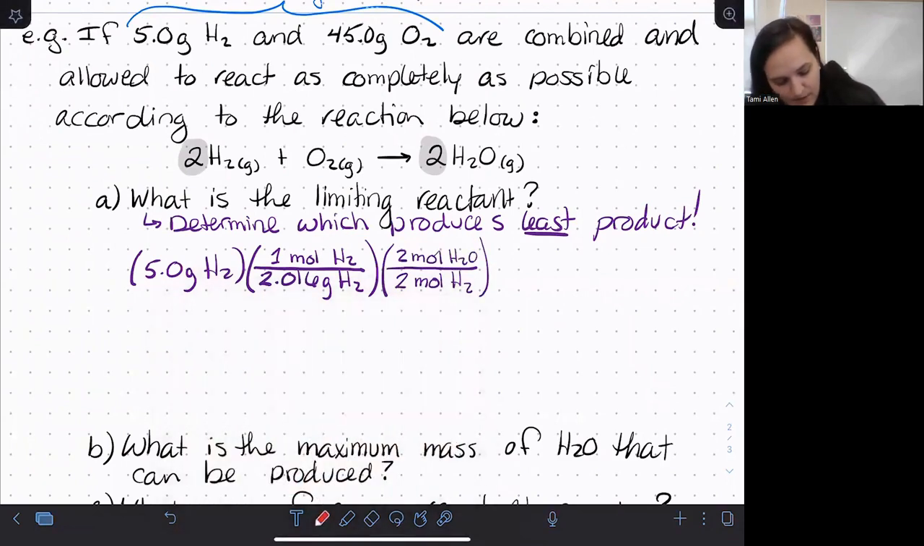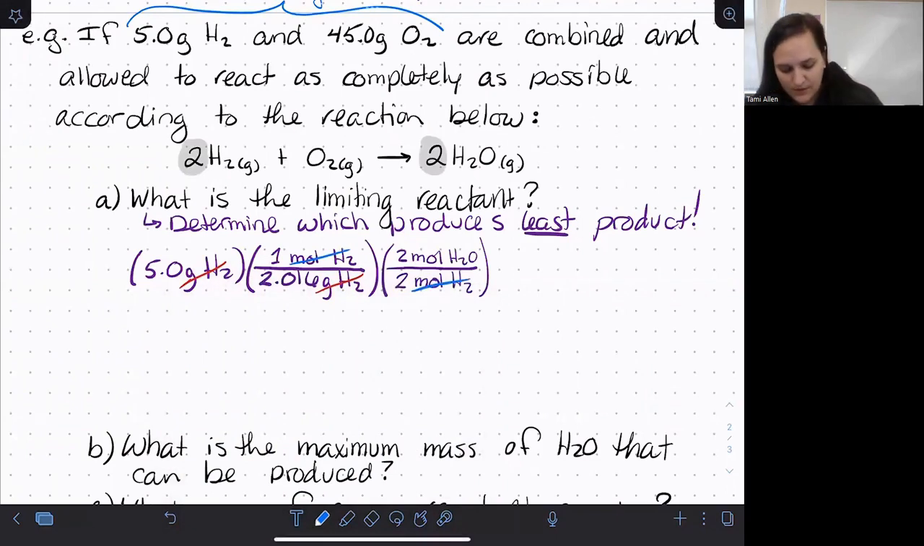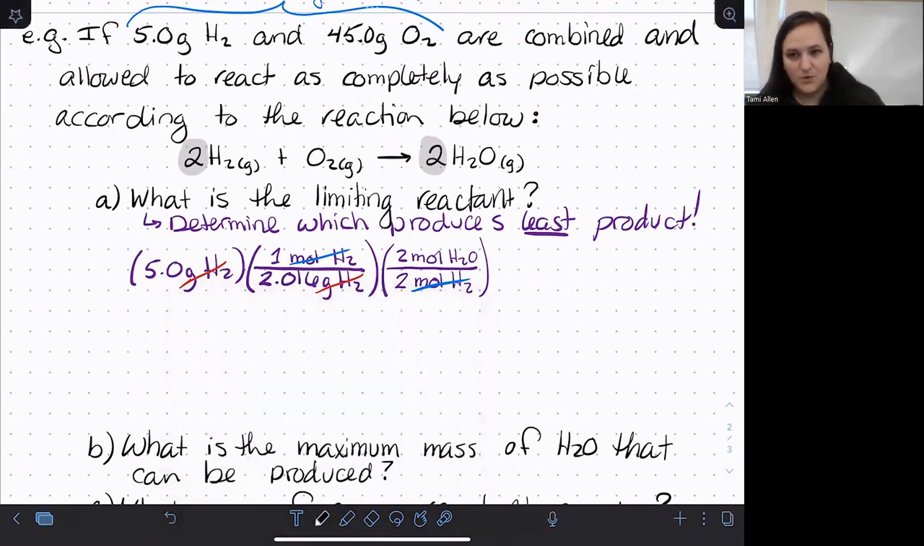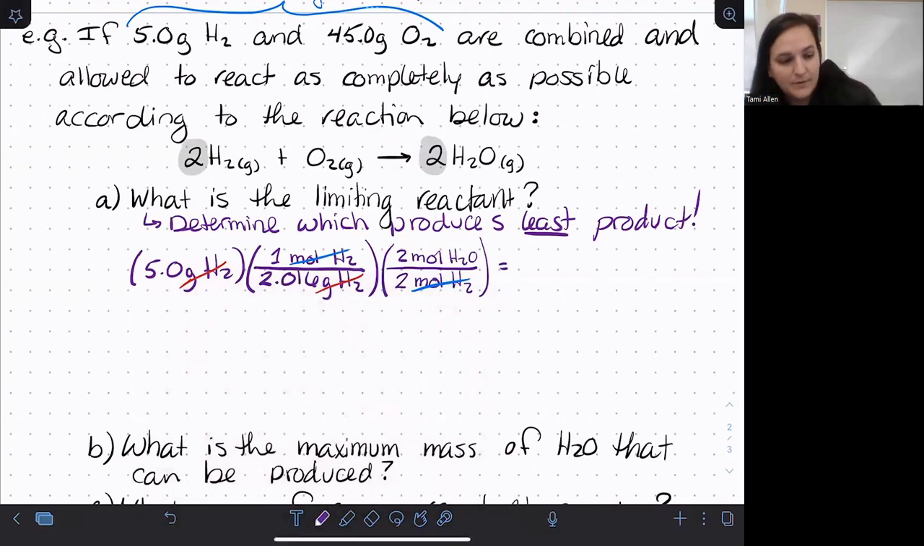So we have grams of H2 canceling grams of H2. We have moles of H2 canceling moles of H2. And that leaves us in units of moles of water, which is what we are interested in. You could also convert to grams here, but it's not strictly necessary. Whichever produces more moles of water will also produce a larger mass of water. So you can look at it either way. So we'll keep the calculations to a minimum and not convert to grams.